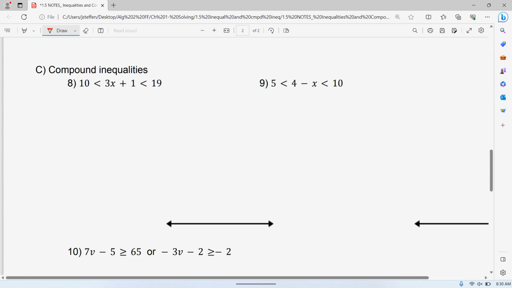All right, moving on to compound inequalities. Compound inequalities are harder in the fact that they're a little bit more work and a little bit more confusing. All the math is the same. You just kind of have two problems at once.